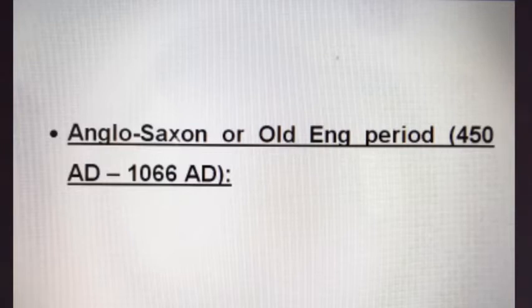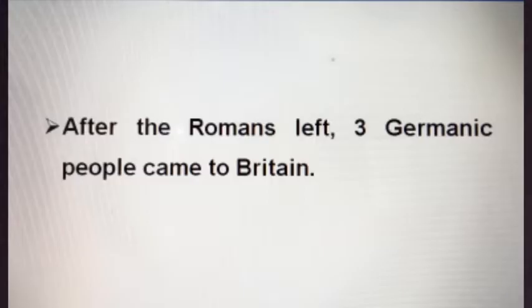Now let's discuss the Anglo-Saxon or the Old English period, starting from 450 AD to 1066 AD. After the Romans left, three Germanic people came to Britain. They were the Anglo-Saxons and the Jutes. These people were great warriors.